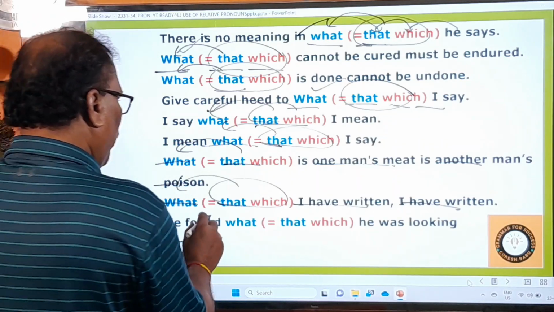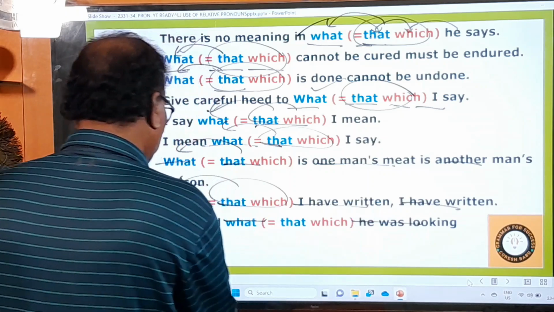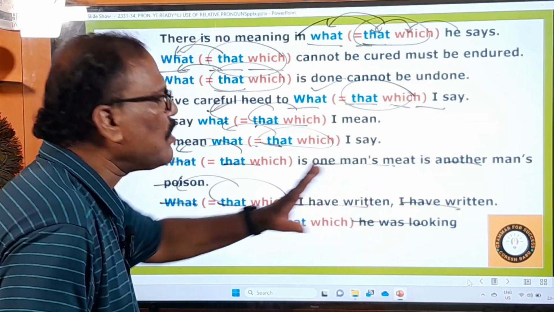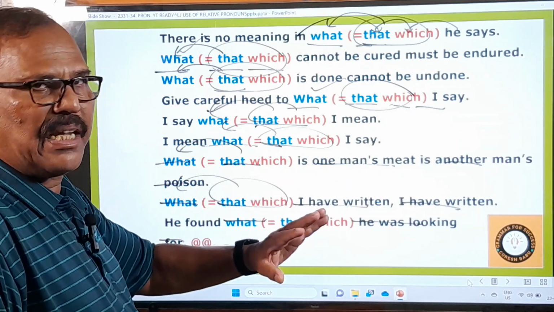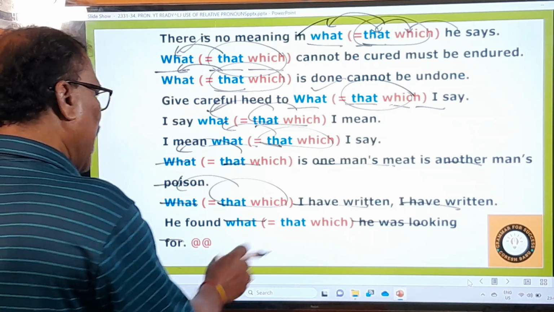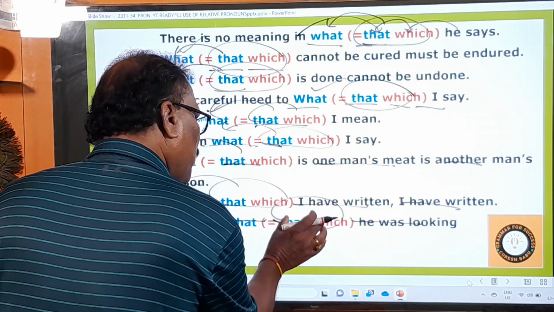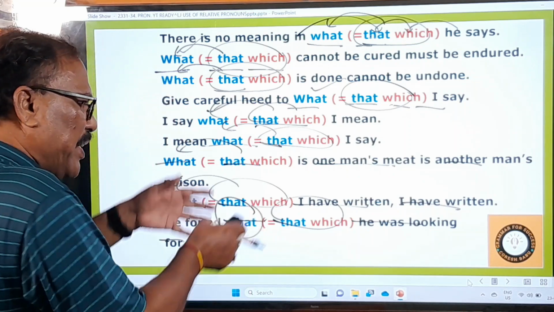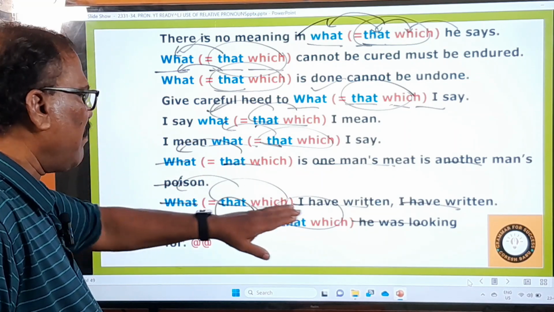Last example. He found what he was looking for. He found what? He found that which he was looking for. That should be the right sentence. Of course, it is also correct. Instead of using these two words, that which, we had better use only one word and complete the meaning. He found what he was looking for.